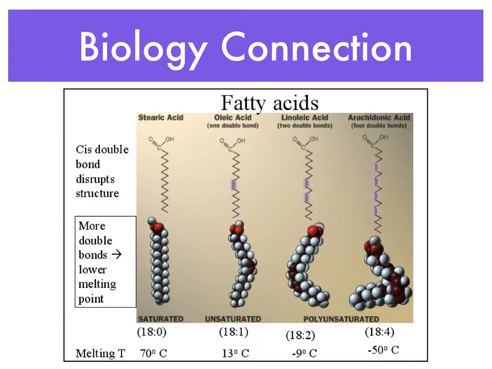Then you can get polyunsaturated, which has more and more kinks. That's what the picture is showing you. Don't worry about the cis double bond. Just worry about the fact that when I have an unsaturated fat, it means that I have a double bond somewhere that's causing my molecule to have a kink in it, so I can't stack them as much. And that's what she was talking about in biology.